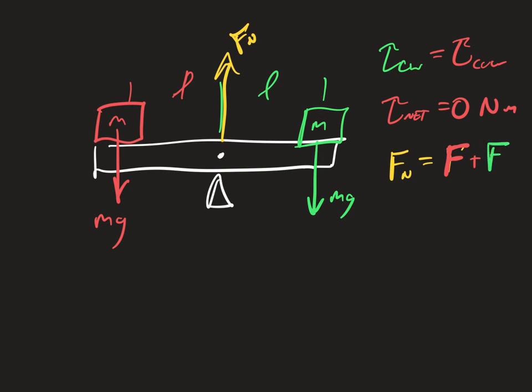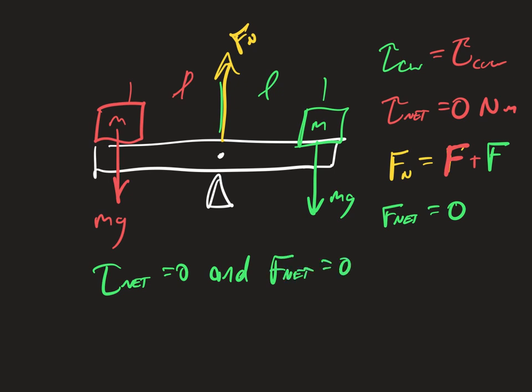The net force, F net, is also going to equal 0, because it's not accelerating up, it's not accelerating down, it's not accelerating left, it's not accelerating right. So the net force is 0, the net torque is 0. And when the tau net equals 0 and the F net equals 0, then we have a static equilibrium.